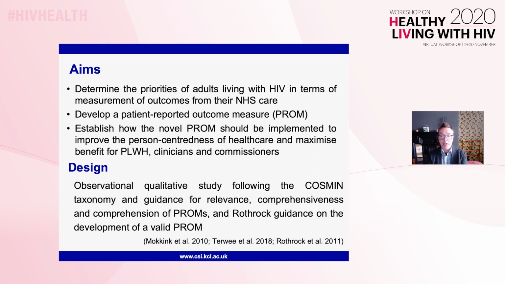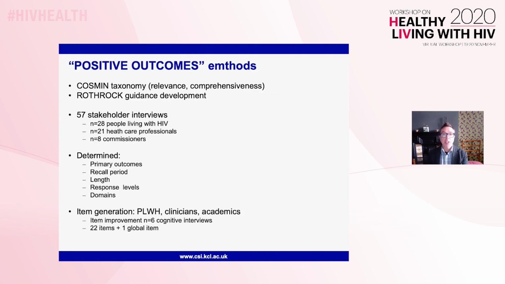So this is an observational study in line with the COSMIN taxonomy and guidance, as well as the Rothrock guidance. And again, I would refer you back to our papers that have been published in the last 18 months. So in terms of our methods, we used the COSMIN taxonomy and the Rothrock guidance. We conducted 57 stakeholder interviews, including people living with HIV, healthcare professionals and commissioners. And we determined their primary outcomes, what we should be measuring, the optimal recall period, the length of the measure, what the response levels should be, and the domains of interest. And then we had an expert meeting for item generation, which included people living with HIV, clinicians, academics. And then we've been working on item improvement through 6 cognitive interviews, and we have concluded with 22 items and 1 global item for the measure.